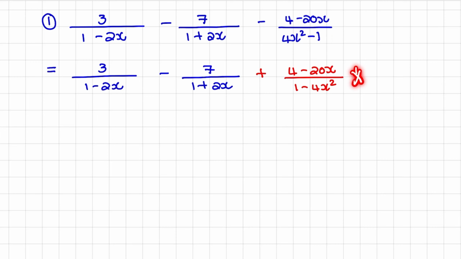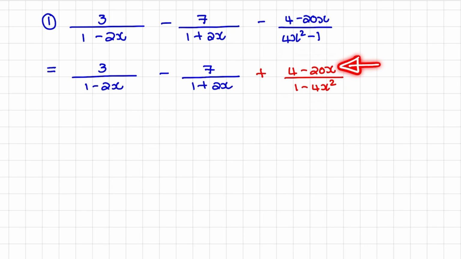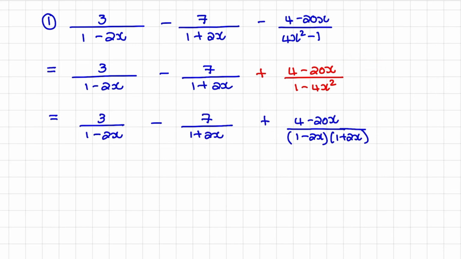So in my first step, I would only rewrite the last term, changing the negative to a positive, and that allows me to switch the terms in the denominator. Notice that the terms in the numerator did not switch around, and only the terms in the denominator are changed. And in my third step, I would factorize the denominator of the third term, which is simply a difference of 2 squares. And from here, I can identify my LCD, which is simply 1 minus 2x times 1 plus 2x.